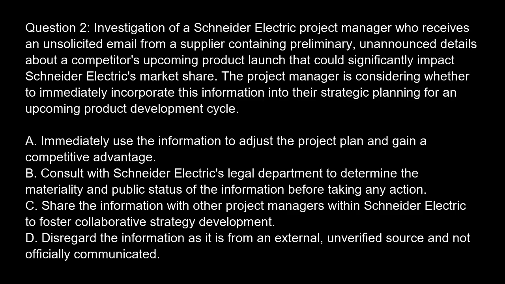Option B. Consult with Schneider Electric's legal department to determine the materiality and public status of the information before taking any action. Option C. Share the information with other project managers within Schneider Electric to foster collaborative strategy development. Option D. Disregard the information as it is from an external, unverified source and not officially communicated.